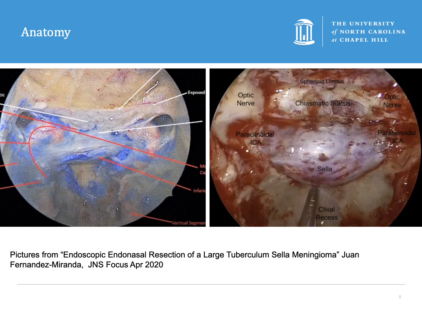In these pictures, you can see the clival recess, the sellar dura, the dura underneath where the tuberculum bone has been removed, the chiasmatic sulcus and groove, the sphenoid limbus, and the transition to the planum where the bone has been left on. Laterally, you can see the carotid arteries and the optic nerves. This will conclude the basic anatomy of the sellar approaches. The intradural anatomy is a bit more complex and will be saved for another lecture.